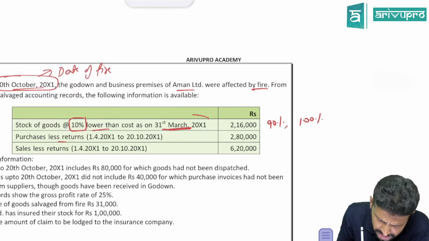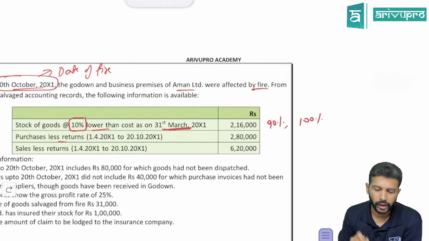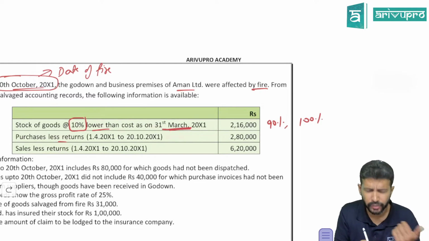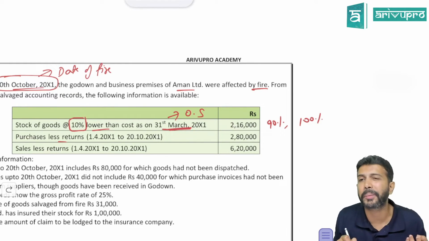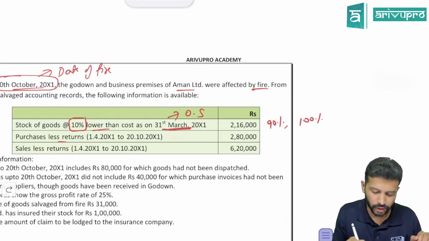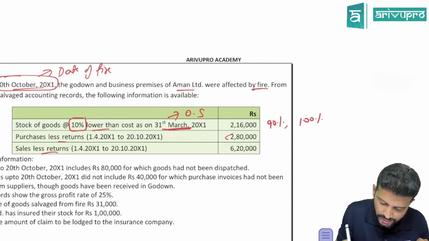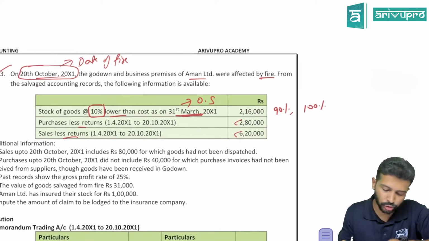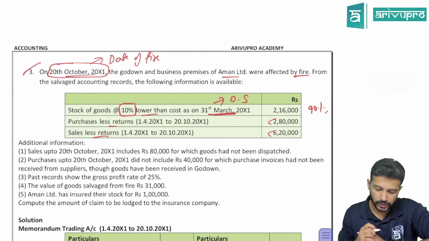Why have they given the 31st March 20x1 stock, if you just check above? Correct. The 31st March stock itself will become opening stock on 1st April, no? So this is nothing but what? This 2,16,000 is nothing but opening stock. So you have opening stock, you have purchases. Do you know sales? Yes. So opening stock is given, purchase is given, sales is given so far. And then some additional information.